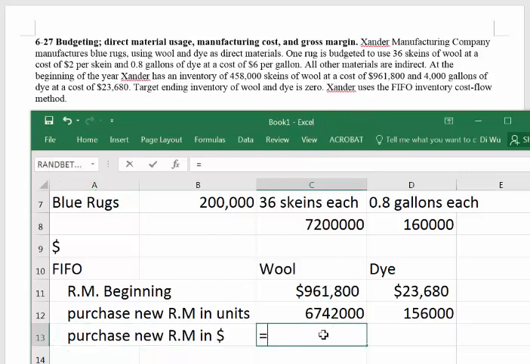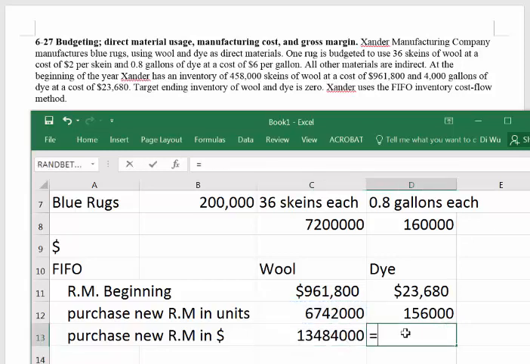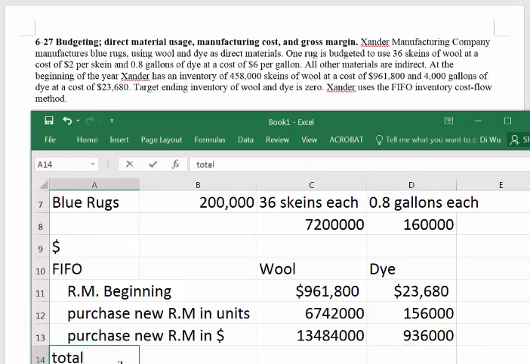So now, in terms of the dollar value, for new purchased raw materials in dollar value, I need to multiply the number of units by the price. So I need to spend the dollar amount, which is I think $2 per skein, right? So I'm going to multiply $2 by the 6,742,000 skeins. So that's going to be the dollar amount. And for the dye, I'm going to pay $6 per gallon. So I multiply 6 by 156,000. So I get $936,000.